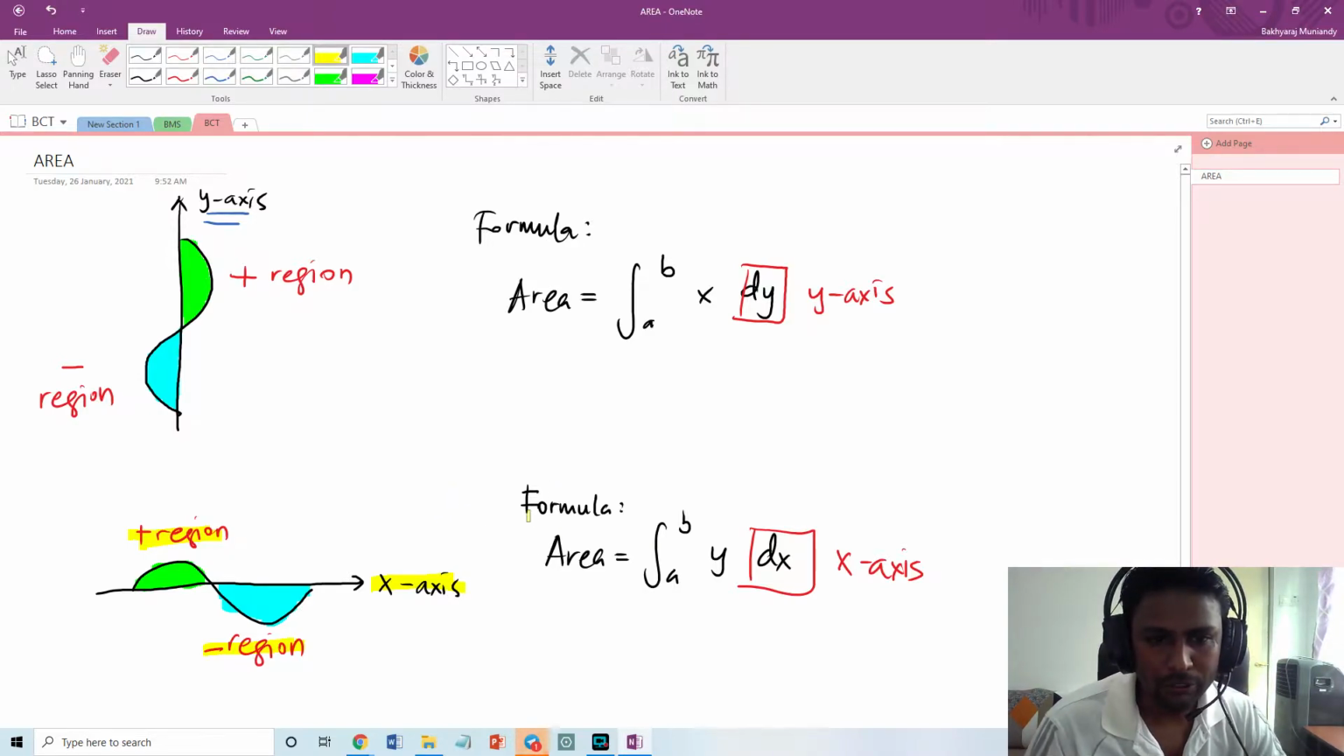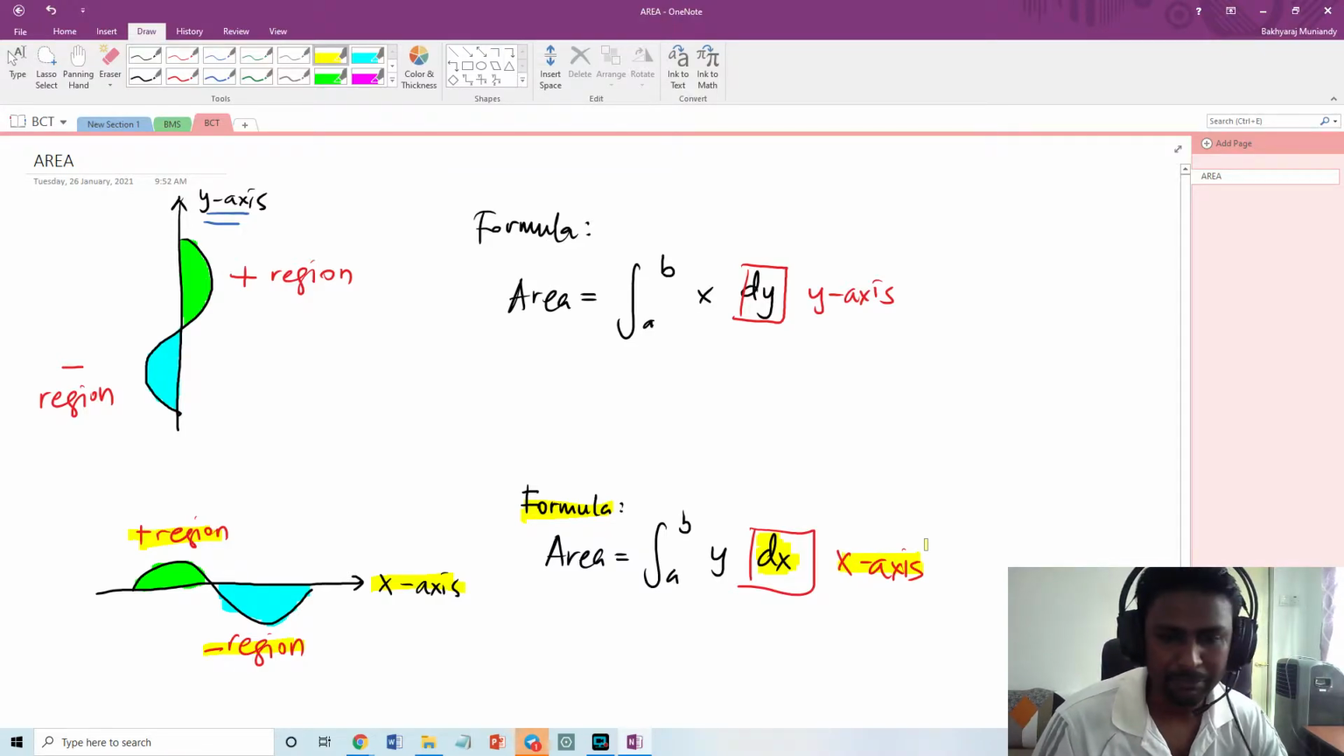And then the formula is also the same. The formula is: area equals the integral from a to b of y dx. So dx actually refers to your x-axis. Remember, I'm just recalling everything from last week's class. So today I'm going to focus on the y-axis.